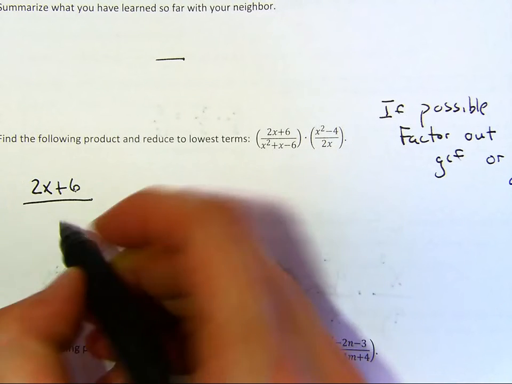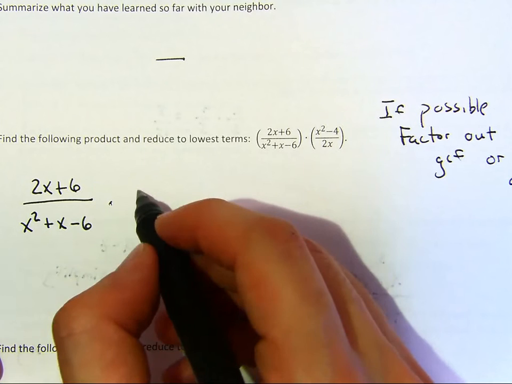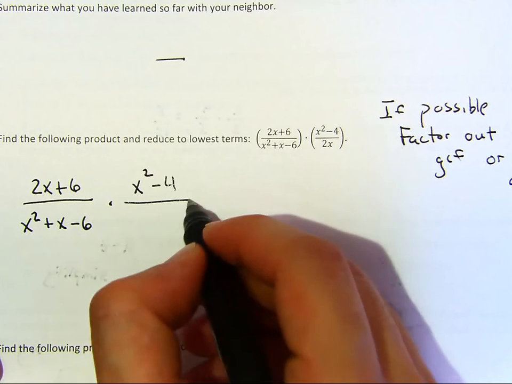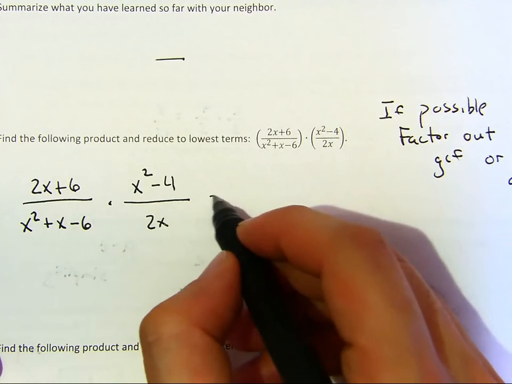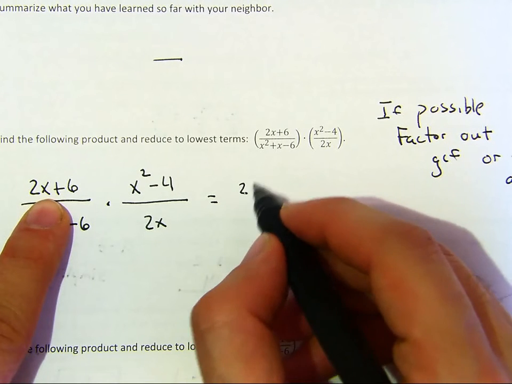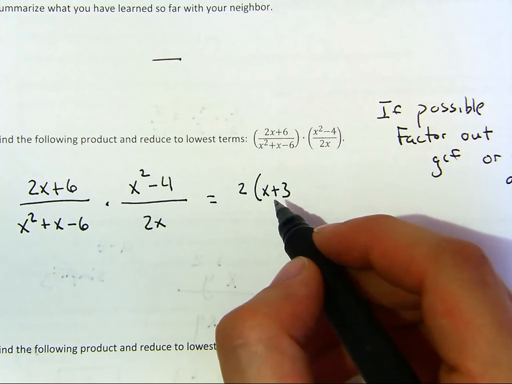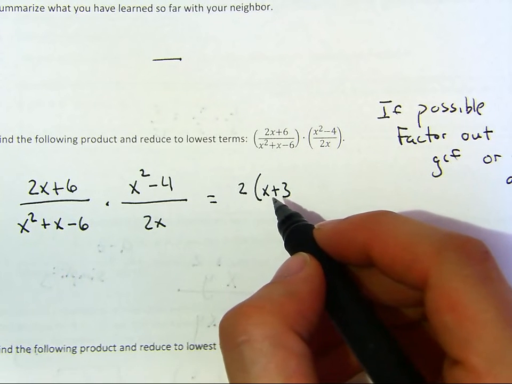All right? If you want to do it with me here, let's see. If I have 2x plus 6 over x squared plus x minus 6 times x squared minus 4 over 2x, right? Well, let's see. This 2x plus 6, right? This would factor as 2 times x plus 3, okay?